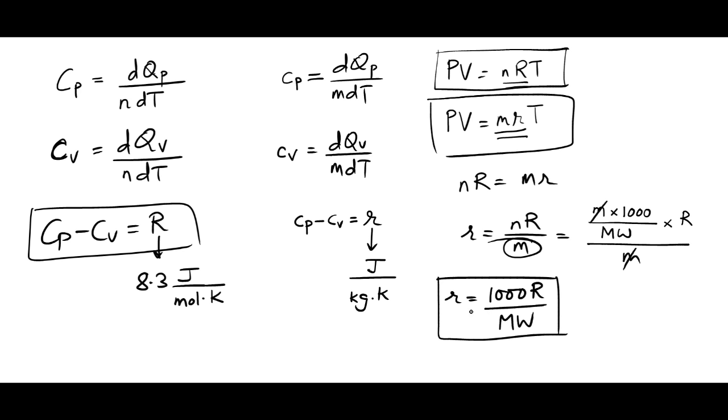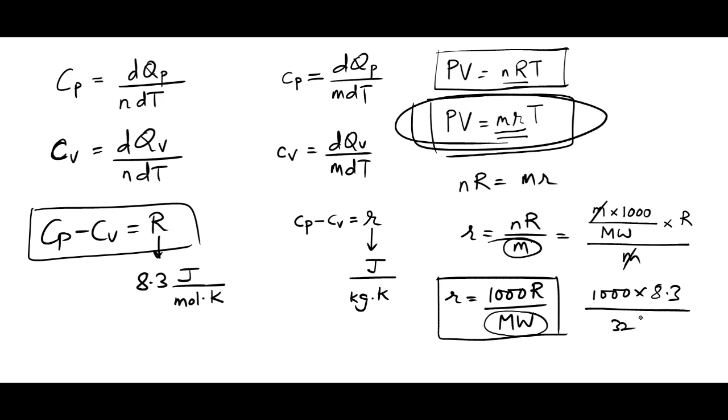Notice how small r, unlike capital R, is not a universal constant. It's because of the presence of this molecular weight over here. So for example, the value of small r for oxygen is going to be 1000 multiplied by capital R, which would be 8.3 SI units, divided by the molecular weight of oxygen, which is 32. So this value of small r will work in this equation provided that the gas is oxygen.